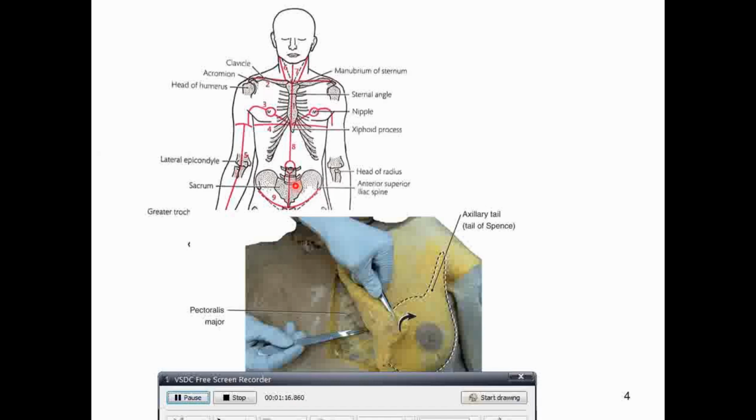Cut through the superficial fascia in incision 1, 3 and 4. In this diagram, superficial fascia can be seen.